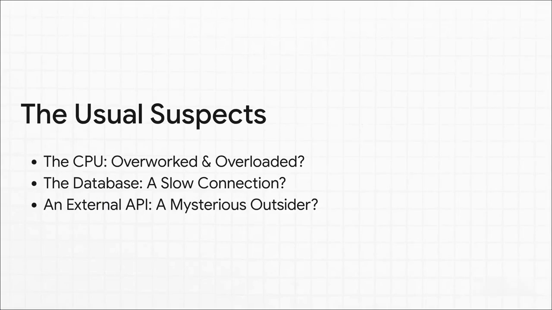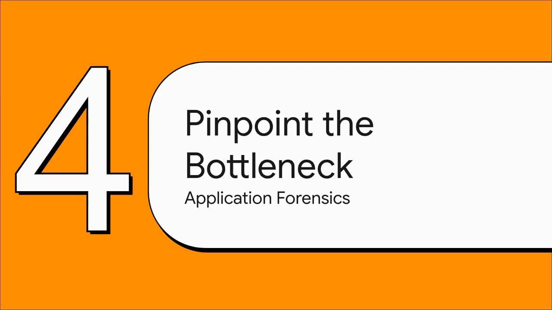Suspect number 1, the CPU. Is it just overworked and totally overloaded? Suspect number 2, the database. Maybe a slow connection or a bad query is gumming up the works. And then there's suspect number 3, the mysterious outsider, an external API. This one's always tricky because it's not even our code. One of them is our culprit. Next up, pinpointing the bottleneck. We're using forensics to eliminate suspects and find the truth.